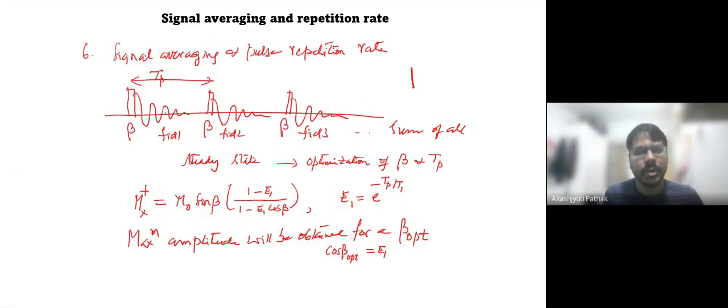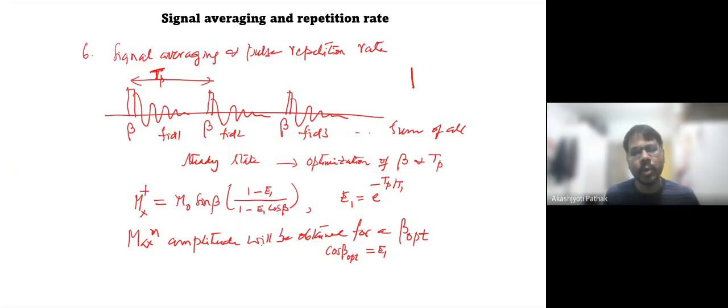The duration between two RF pulses is given by TP, and this has to be optimized. What is your flip angle beta, and what is the duration between two consecutive RF pulses? That should be optimized, and it is given by this equation: Mx equals M naught sine beta times (1 minus E1) divided by (1 minus E1 cos beta). Your E1 is equal to e to the power minus TP by T1.